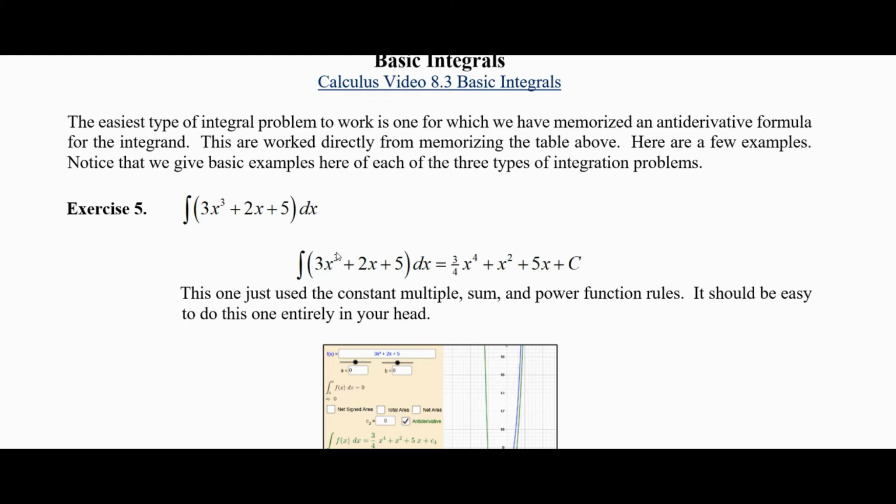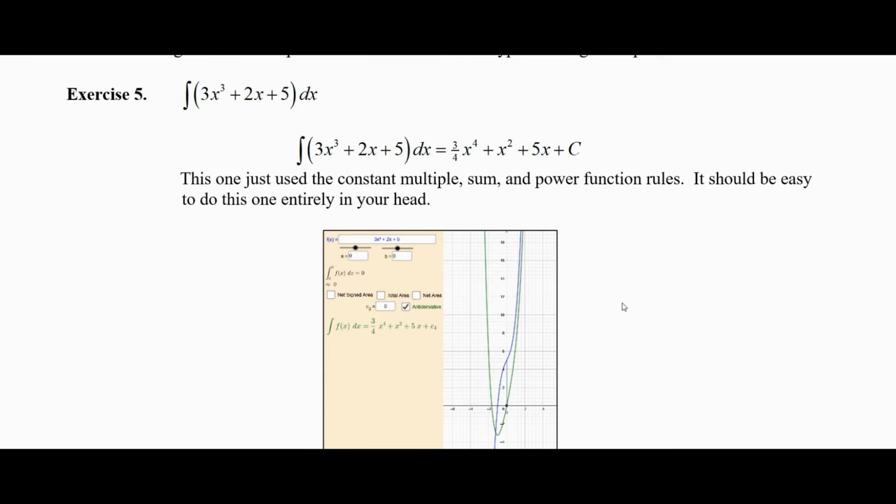The power just goes up by 1 to 4, multiplied by the reciprocal of that new power. 1/4 times 3 is 3/4. Power goes up 1 here from 1 to 2, divide by 2. 2 divided by 2 is 1. Constant terms pick up an x as a factor, and then we have a constant term at the end. So pretty easy to do that in your head.